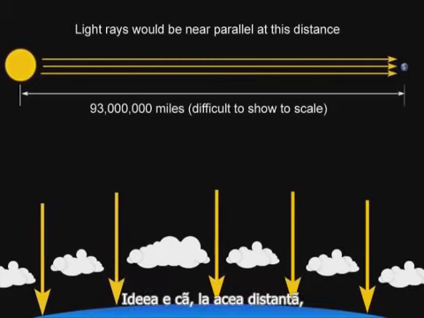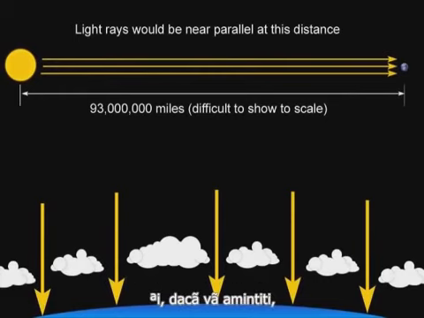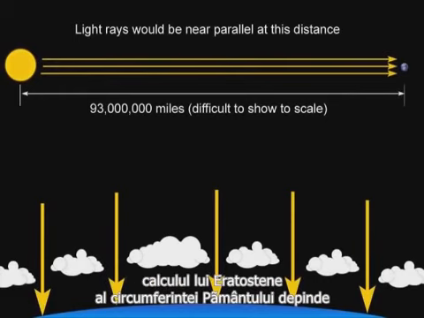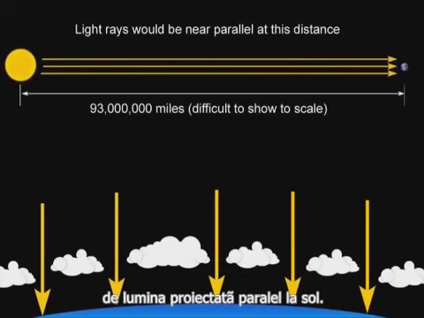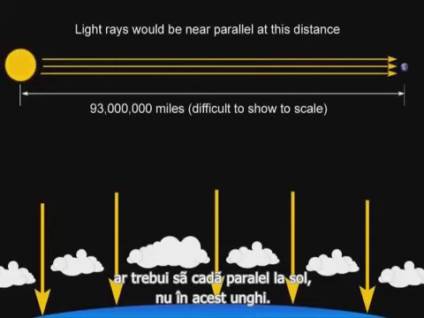Point is that at that kind of distance, all the light rays from the Sun would be parallel near enough. And, if you recall, Eratosthenes' calculation of the circumference of the Earth actually depends on the light being parallel from the Sun. So, when the light shines through broken cloud, it would hit the ground parallel, rather than at this kind of angle.